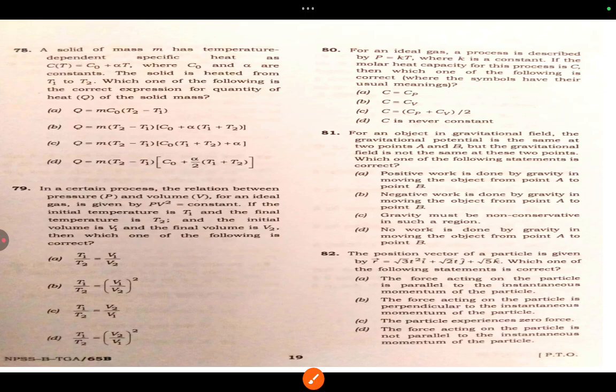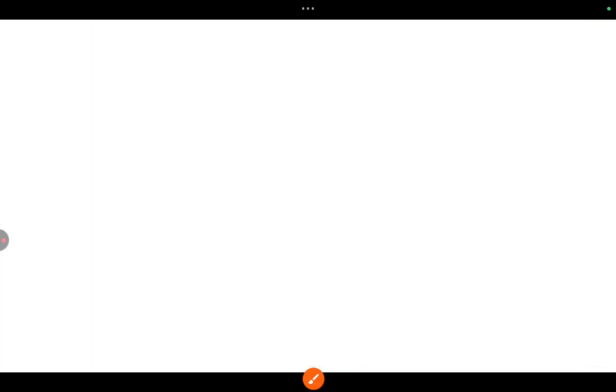Okay, coming to question number 79. In a certain process, the relation between the pressure P and volume V for an ideal gas is given by PV square equal to constant. If the initial temperature is T1 and the final temperature is T2, and the initial volume is V1 and the final volume is V2, then which one of the following is true? So it's asking about the relation for an ideal gas.